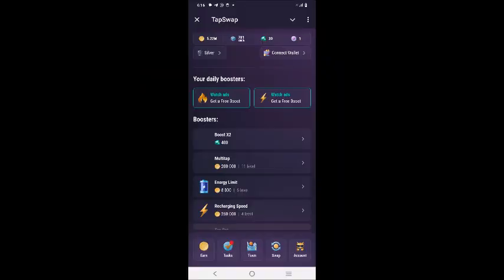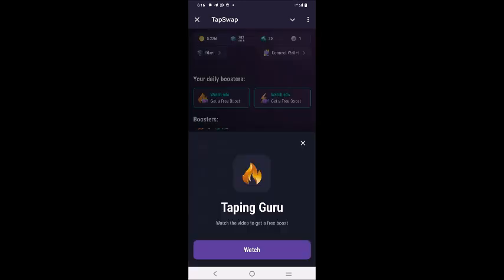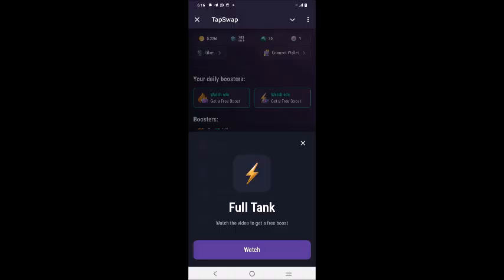What is TapSwap? TapSwap is a decentralized exchange that allows users to trade cryptocurrencies quickly and easily. Like many crypto platforms, TapSwap uses an airdrop system to attract users and distribute its native tokens called TapSwap tokens (TAP). These tokens can either be used within the platform or traded on exchanges, allowing participants to make real money.